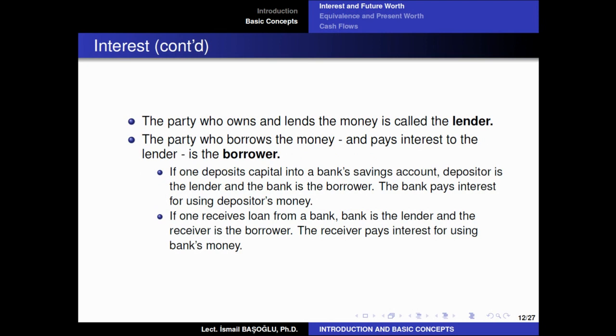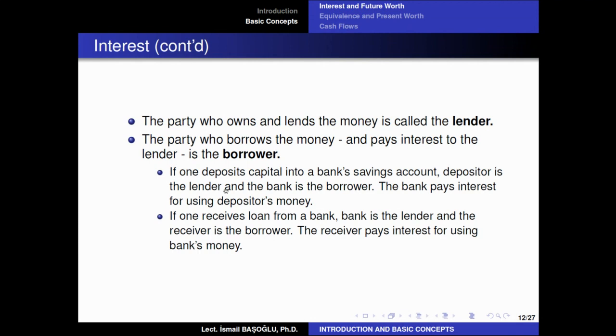Now we need to understand two more things: the concept of lender and the borrower. When I borrow some money from you, then you are the party called lender. Or if you, for example, take some loan from the bank, then the bank here is going to be the lender. The party who owns and lends the money is called the lender, and the party who borrows the money and pays interest to the lender is the borrower. So the borrower pays the interest to the lender.